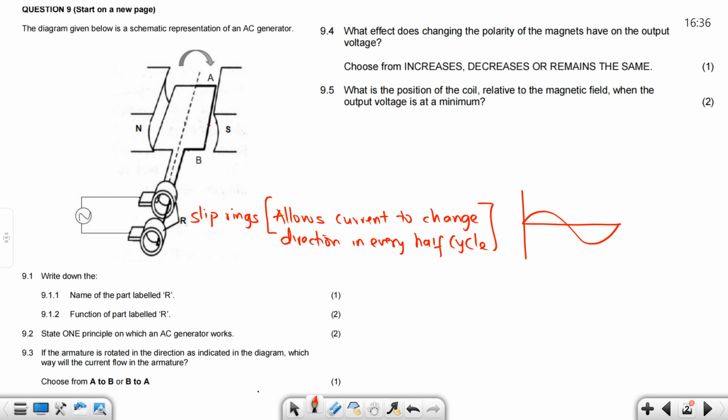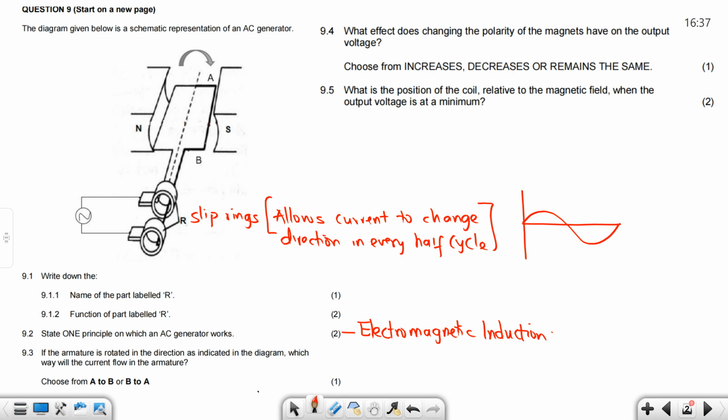State one principle on which an AC generator works. What is that principle? Faraday's law of electromagnetic induction. And every time I do this, I would always show you the simulation of how it works. We are producing electricity from a magnet, hence electromagnetic induction, the word induce.